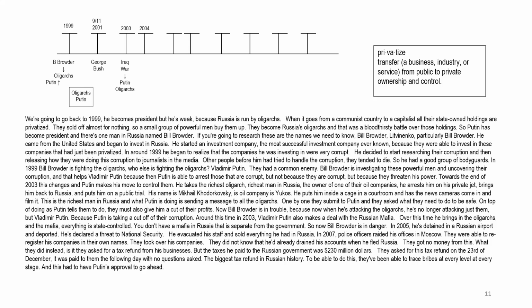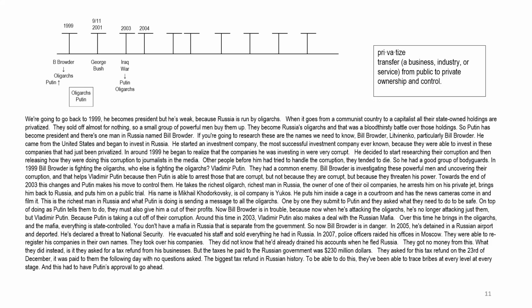Around this time in 2003, Vladimir Putin also makes a deal with the Russian mafia. Over this time, he brings in the oligarchs and the mafia. Everything is state controlled. You don't have a mafia in Russia that is separate from the government. So now Bill Browder is in danger. In 2005, he's detained in a Russian airport and deported. He's declared a threat to national security. He evacuated his staff and sold everything he had in Russia.